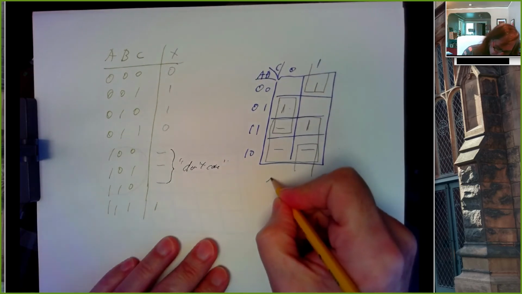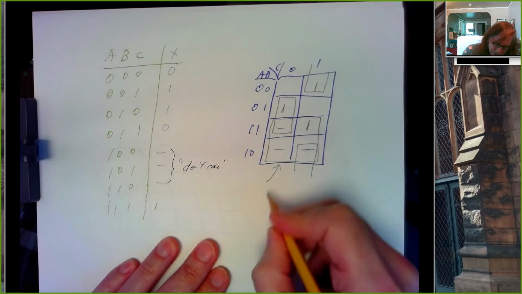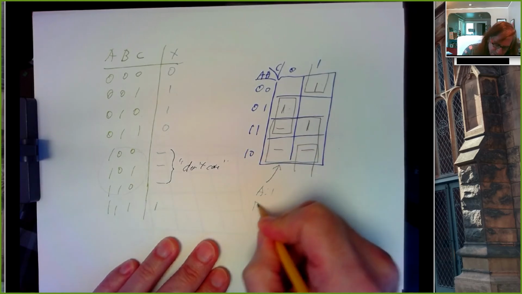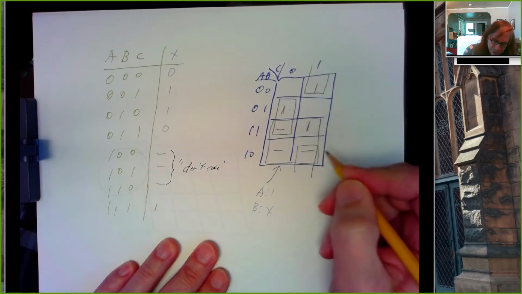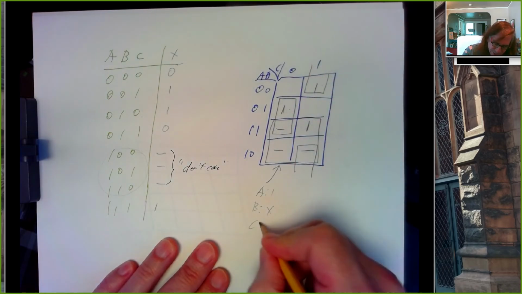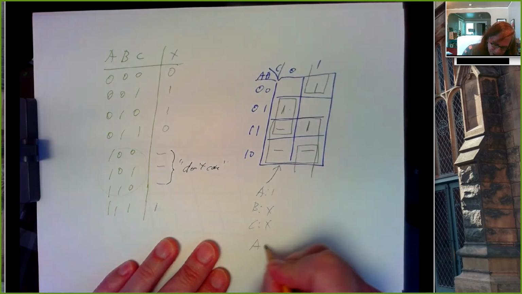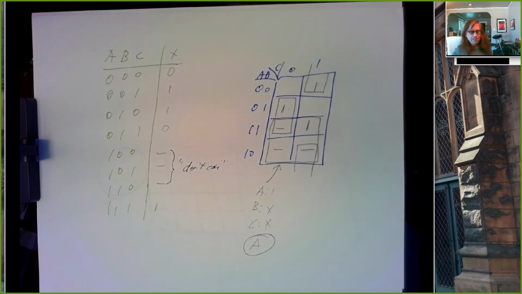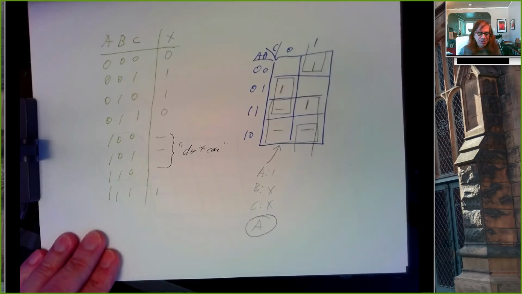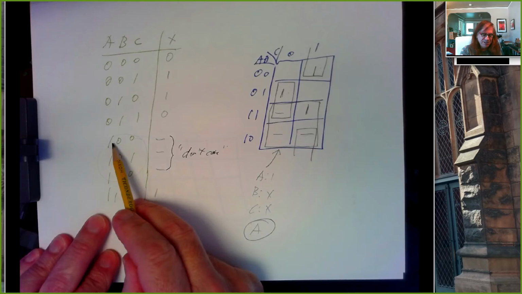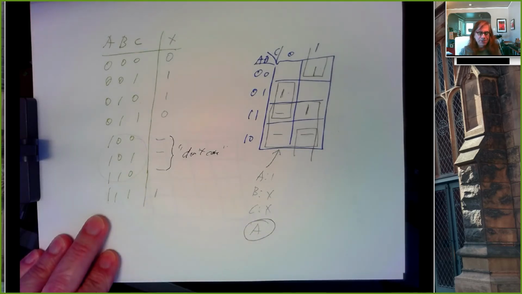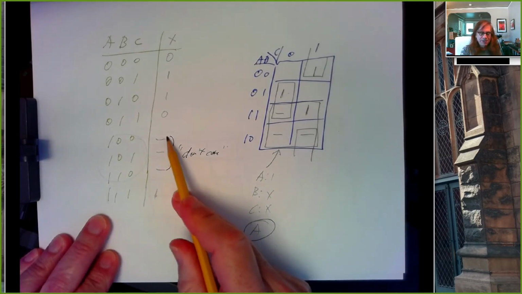And let's just look at this big square. A has to be a 1, B could be a 0 or a 1, and C could be a 0 or a 1. So this is just the term A. And that's what we know from our truth table, right? If A is 1, we're just going to set the output to 1. Because here we want it to be a 1, and here we don't care.